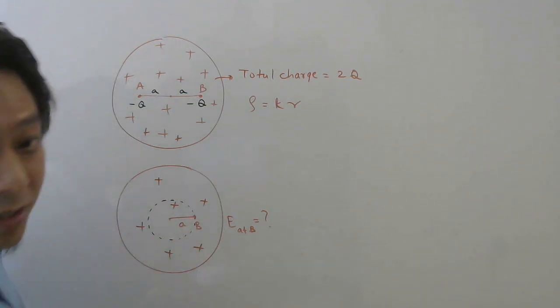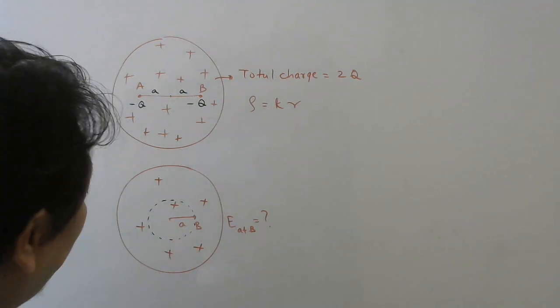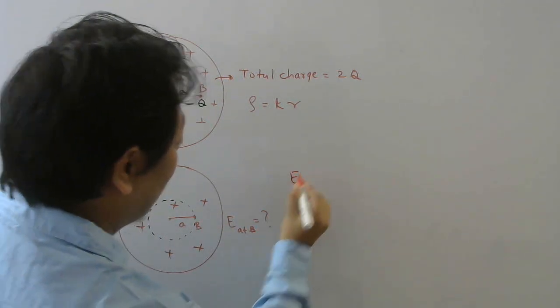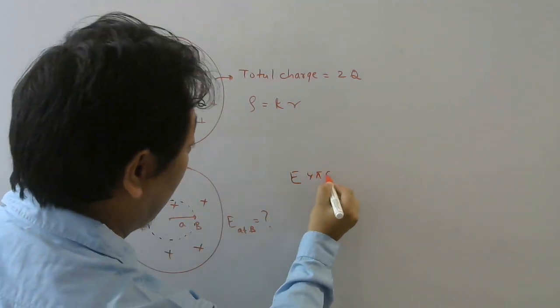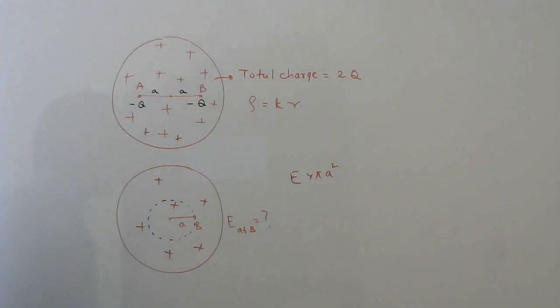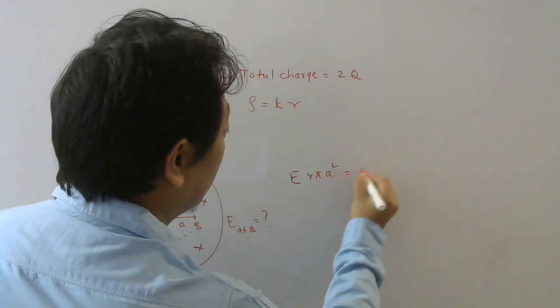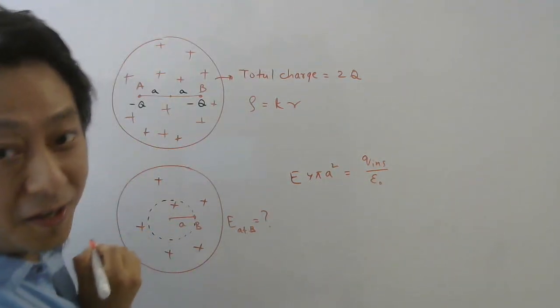So this is my spherical Gaussian surface, and then you have to apply Gauss's law. And what was the shortcut to apply Gauss's law? E into area. What is the area of this sphere? 4 pi a square, remember. Why a square? Because this radius is a. That should be equal to charge inside by epsilon naught, isn't it?